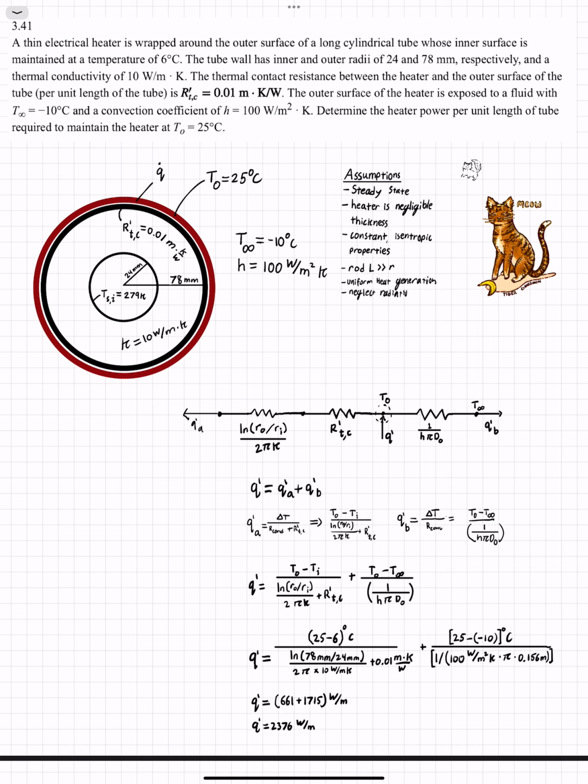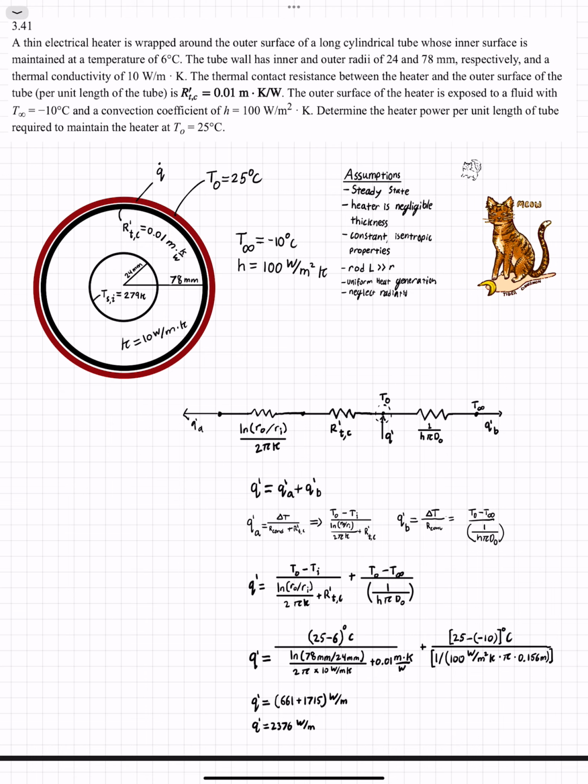The tube wall has inner and outer radii of 24 and 78 millimeters, respectively, and a thermal conductivity of 10 watts per meter Kelvin. The thermal contact resistance between the heater and the outer surface of the tube per unit length of the tube is R prime Tc equal to 0.01 meter Kelvin per watt.